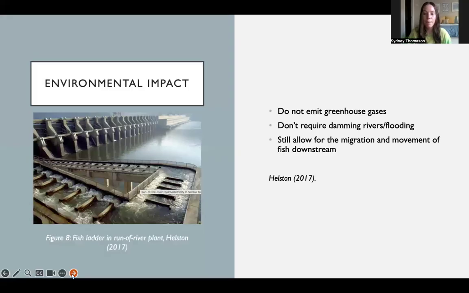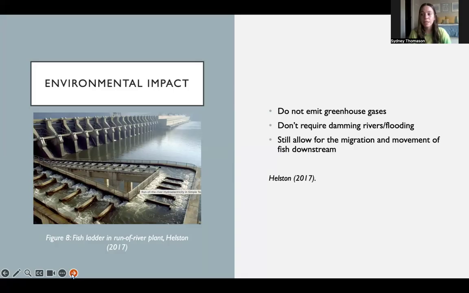So the environmental impacts, like I mentioned, they do not emit greenhouse gases. They also don't require damming of a river, which can lead to flooding and changes in the actual river form, which then will influence the ecosystem. So you don't have to worry about any of the consequences that come with putting up a dam.